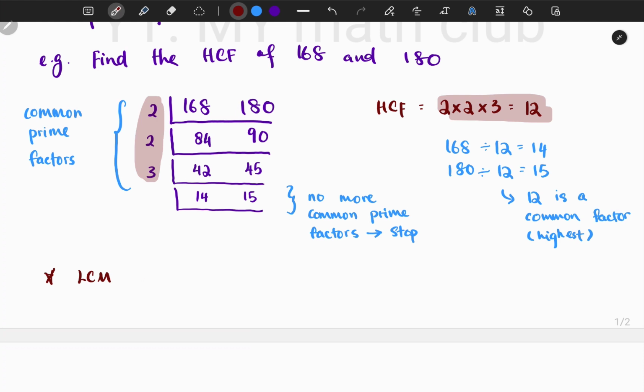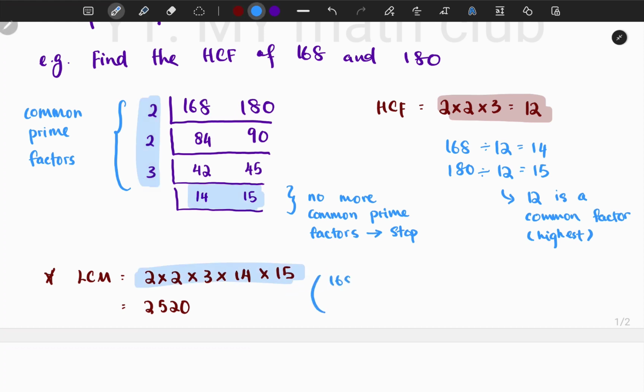And all you're going to do is take all the numbers on the left side as well as the bottom pair of numbers, which is 14 and 15. The way you're going to write it is your LCM equals 2 times 2 times 3 times 14 times 15. What you're going to get is an answer of 2,520. So what that means is that if you take 168 times 15, you get 2,520. 180 times 14 is 2,520.